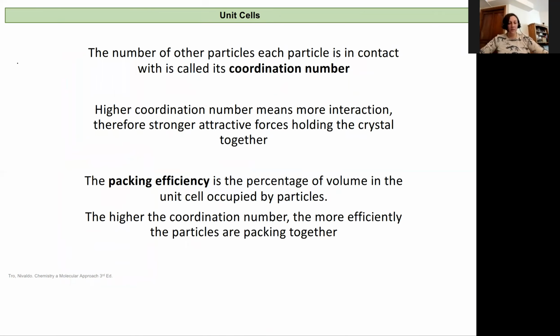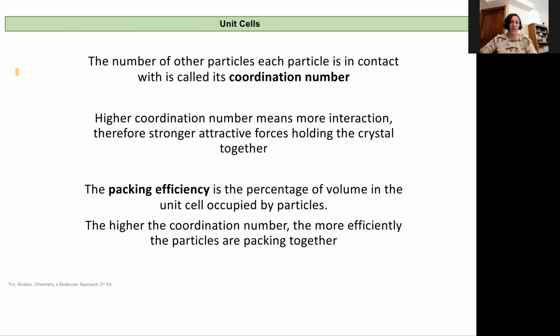So I'd like to throw a few more definitions and a little bit of terminology at you before we actually dive into looking at some of these structures. So I'll start with coordination number. Coordination number is going to be the number of other particles that come in contact with one particle. So you'll focus on one particle and say, how many things touch it?